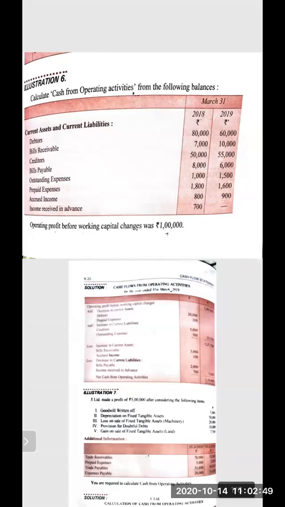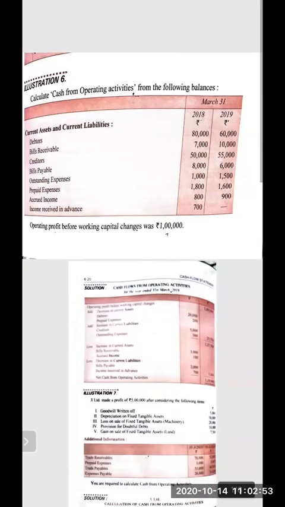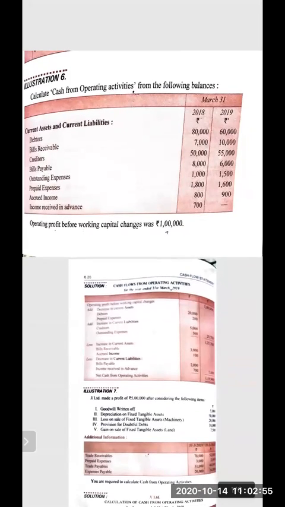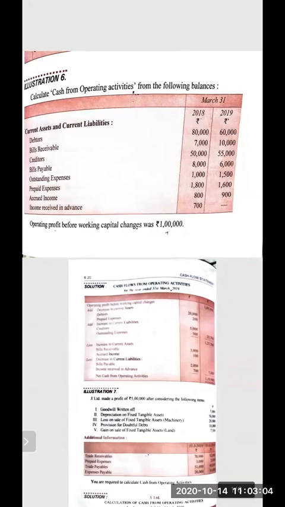Good morning, students. Yesterday we discussed the format of the cash flow statement, that how the activities are to be divided in three categories, that is operating activity, investing activity, and financing activity. And after that, it is to be added all together. By adding the opening balance of cash, we will get the closing balance of cash and cash equivalents. In this way, we will get the answer of the cash flow statement.